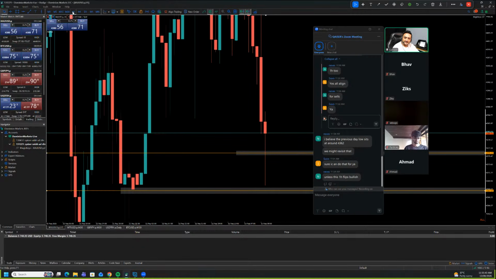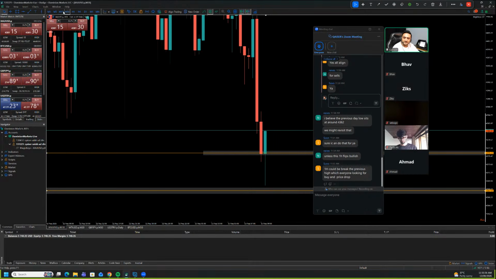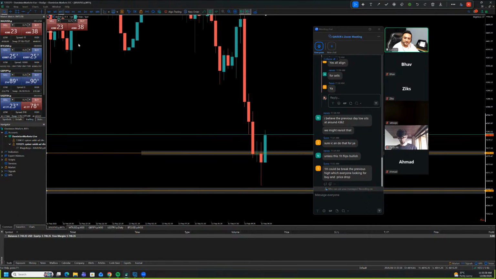H1 is about to close, 30-minute about to close, M15 about to close. If a candle could manage to break above this high, very high probability it's going to continuously push upside. What a strong volume it's showing, and the candle just did not create a bottom wick here.